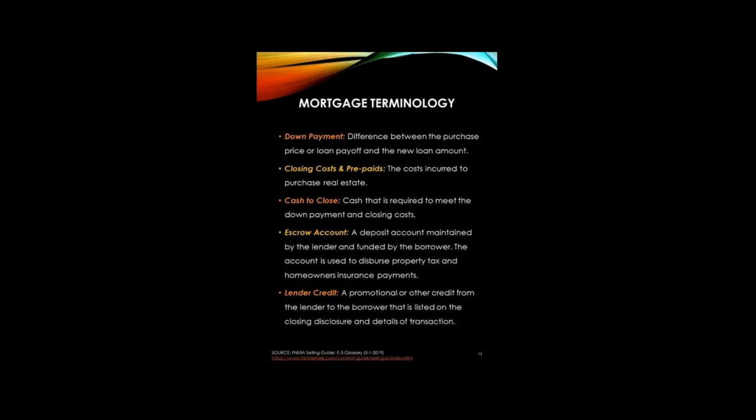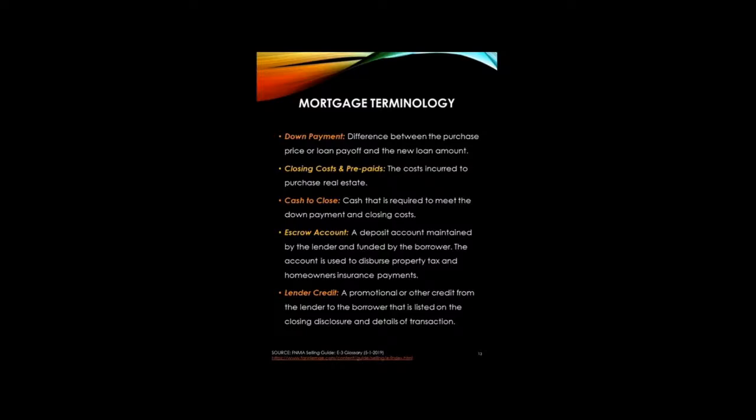So let's go over the down payment now. Down payment is the difference between the purchase price or the loan payoff and the new loan amount. Closing costs and prepaid items are the costs incurred to purchase a real estate property. Cash to close is the cash required to meet the down payment and closing costs. You have the escrow account, a deposit account maintained by the lender and funded by the borrower. The account is used to distribute property taxes and homeowners insurance payments.